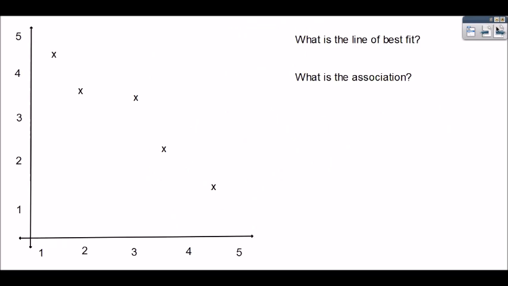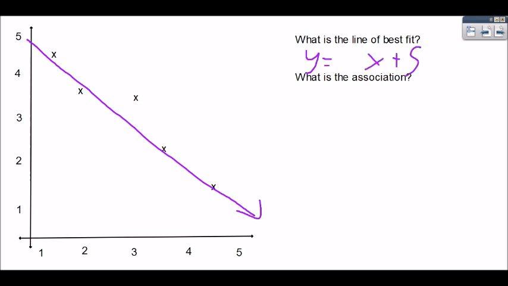What's the line of best fit? That's also a trend line, so I'm just going to draw a line that kind of goes through everything. Well, my y-intercept is 5. And now let's find our slope. It's going down 1 over 2. So down 1 over 2.